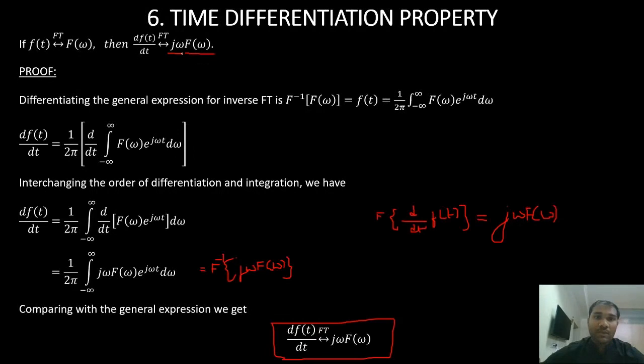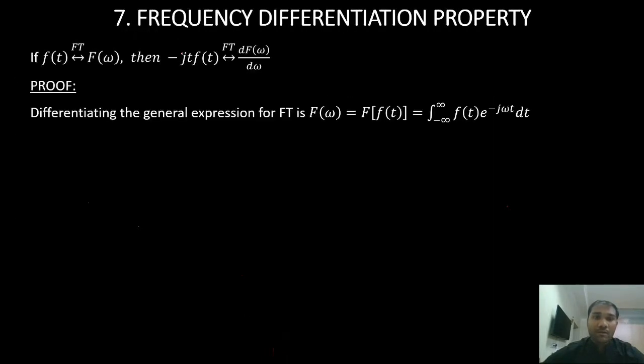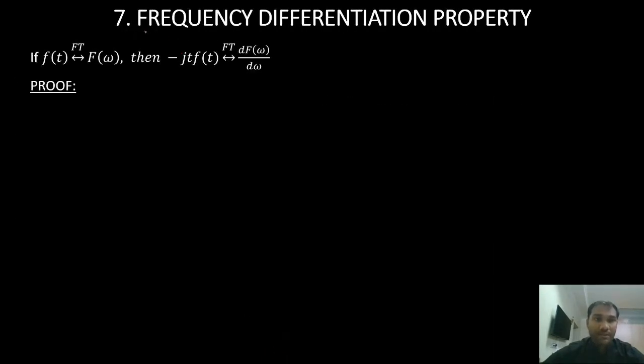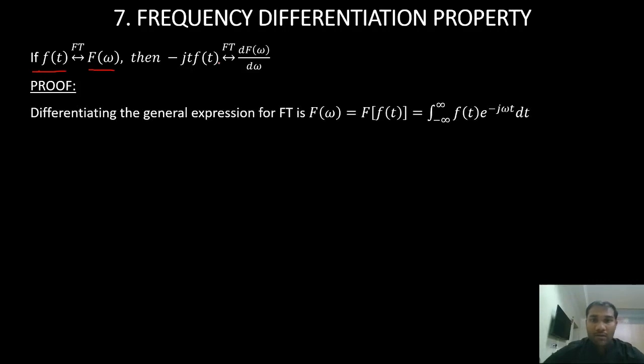Then the next one is frequency differentiation. Now we have seen differentiating the signal in time domain. Now we are going to differentiate it in frequency domain and see what will be the effect on the time domain signal, right? Now the general expression for Fourier transform is this one, right? The Fourier transform is given by this expression.